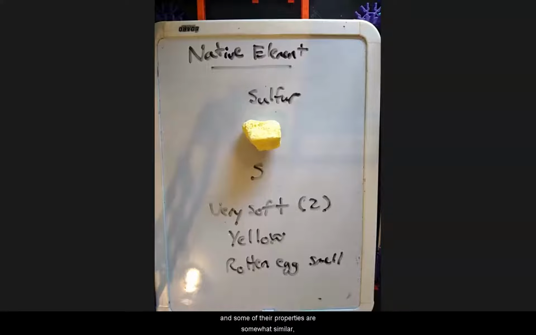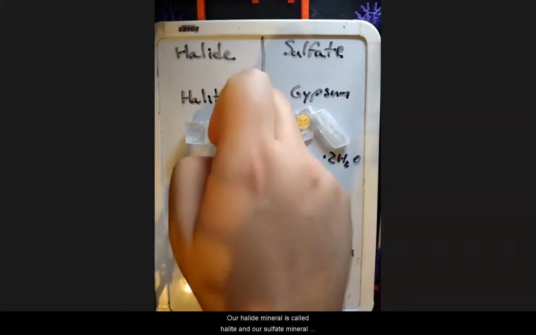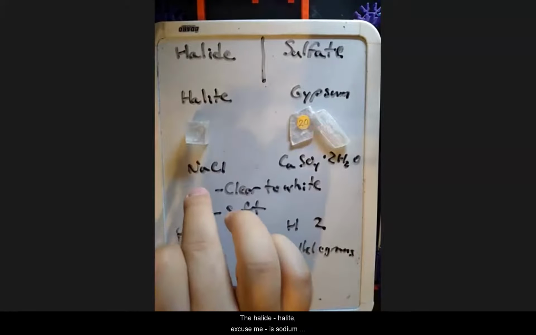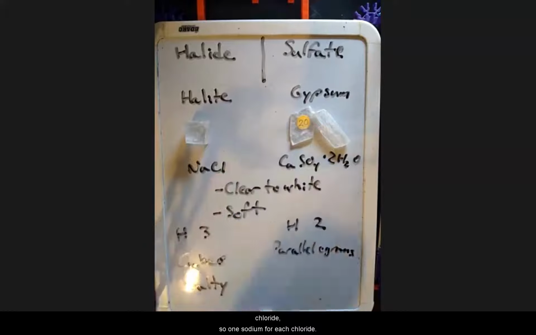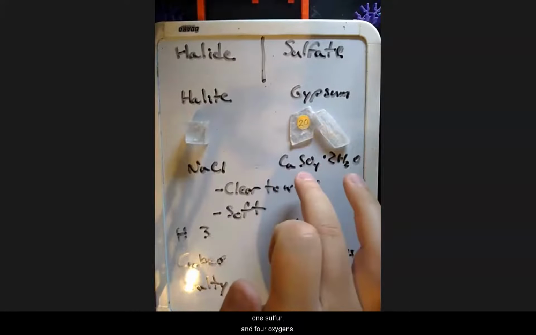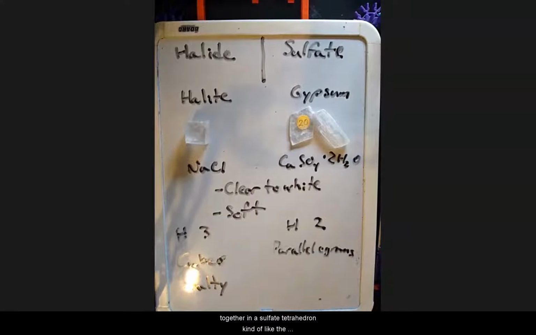Halides and sulfates are two different classes of minerals, but since we're only looking at one of each, and since their properties are somewhat similar, I'm grouping them here. Both of them are also very soluble, which is another reason to group them. So our halide mineral is called halite, and our sulfate mineral is called gypsum. Halite is sodium chloride, so 1 sodium for each chloride. And then gypsum is 1 calcium, 1 sulfur, and 4 oxygens. And those sulfur and the oxygens are grouped together in a sulfate tetrahedron, kind of like the silicate tetrahedron. And then it's also got 2 waters in the mineral structure, 2 H2O.